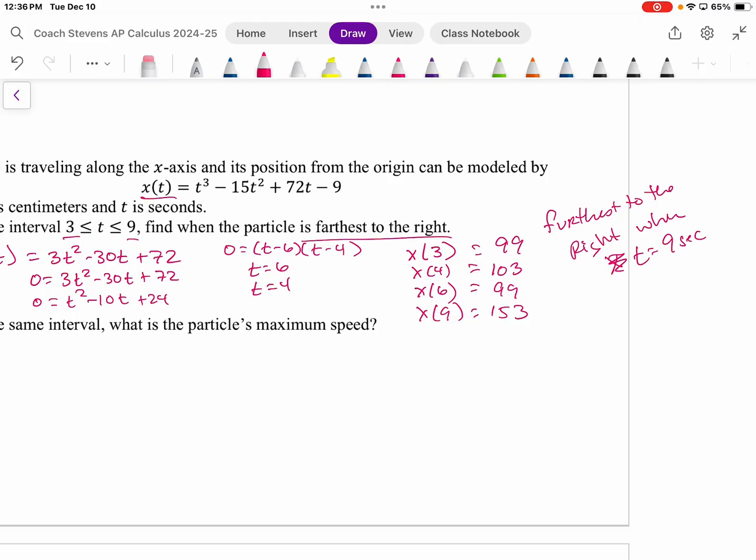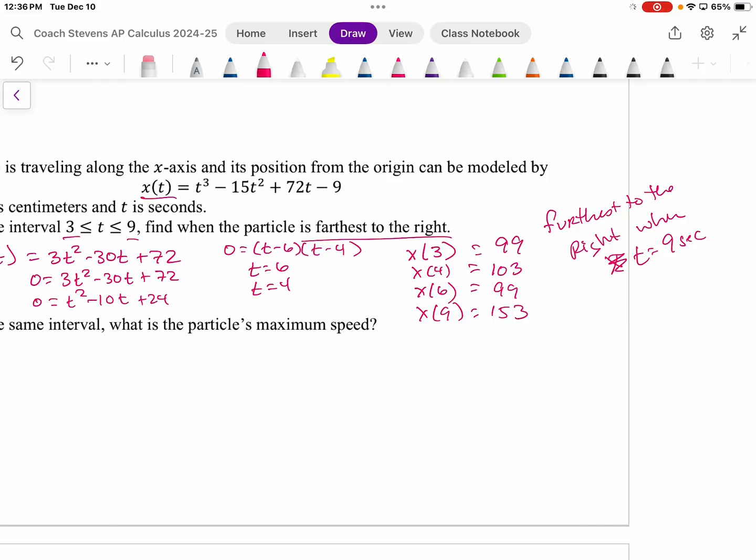Now, can we get an idea of how this thing is moving? Is it moving in a true linear fashion? No, maybe it's going up and down, because we see it went from 99 to 103, back to 99, now back to 153. And I'm sure if we graph the original, we would see this cubic function doing what we're doing there.